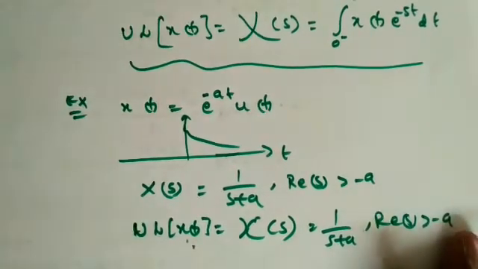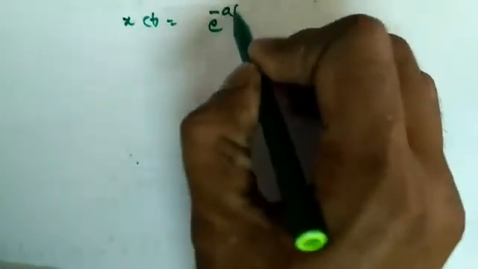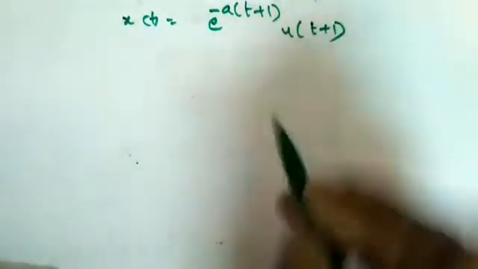The difference we'll get is in this example. Suppose x of t is like this: e to the power minus a times t plus 1, times u of t plus 1.